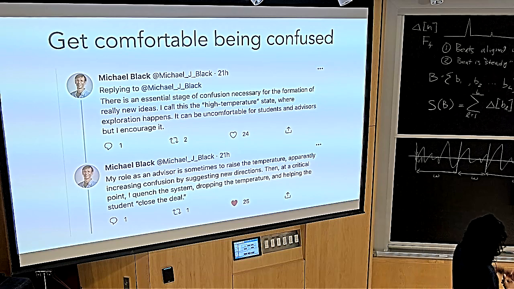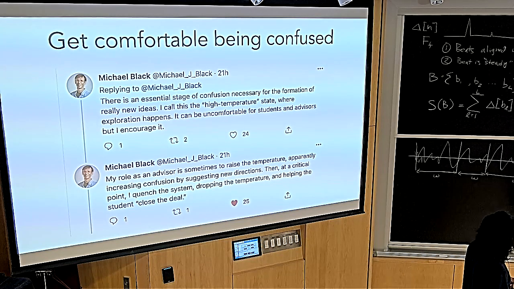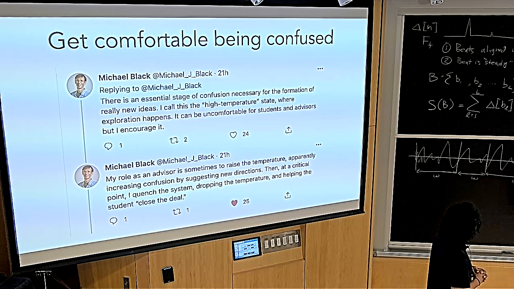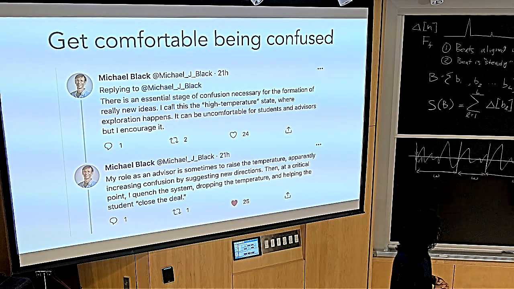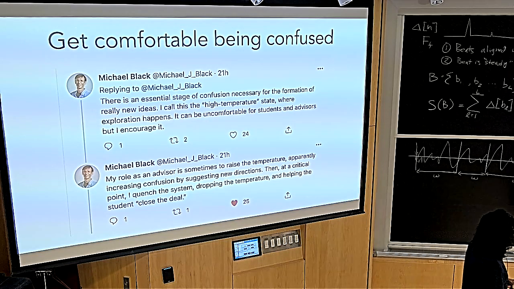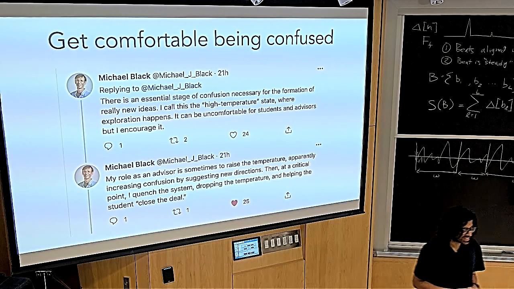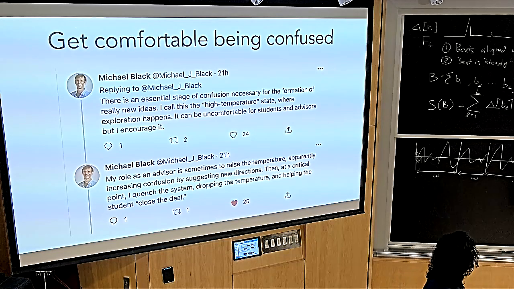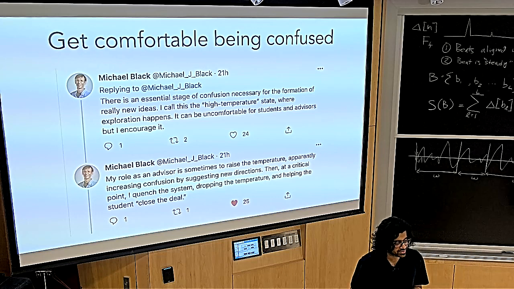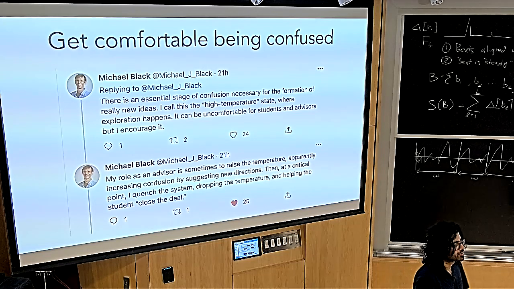And then he goes on, my role as an advisor is sometimes to raise the temperature, apparently increasing confusion by suggesting new directions. Then, at a critical point, I quench the system, dropping the temperature and helping the student close the deal. I wonder how his students would respond now when he tries to do that. They know his strategy. But I think this is something which good advisors often do, and for really good reasons.